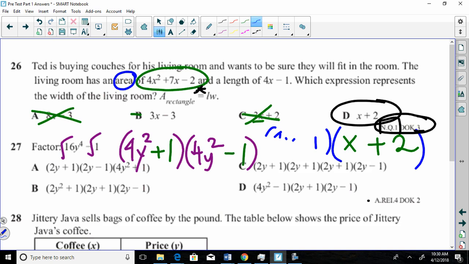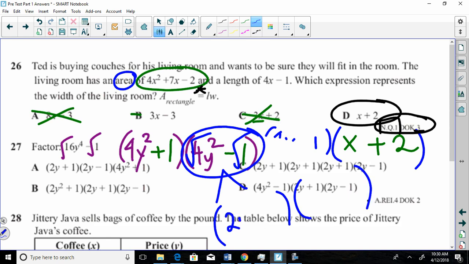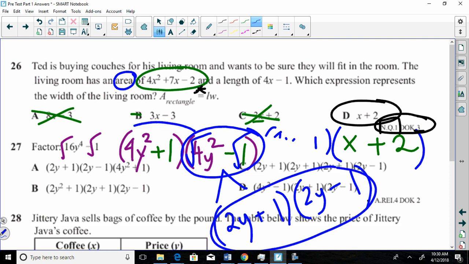now we have to stop and think. Is there another difference of a perfect square? Yeah, this one right here, right? Because what's the square root of 4? 2. They want us to take it one step further. So 2y and 2y. We have a plus and a minus. And what's the square root of 1? 1. And so these two and this one should be my answer. So which one has all three of those? D.